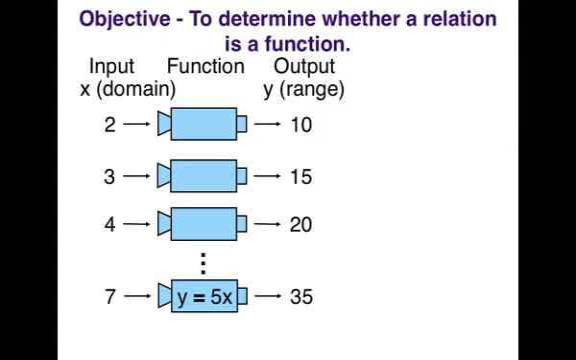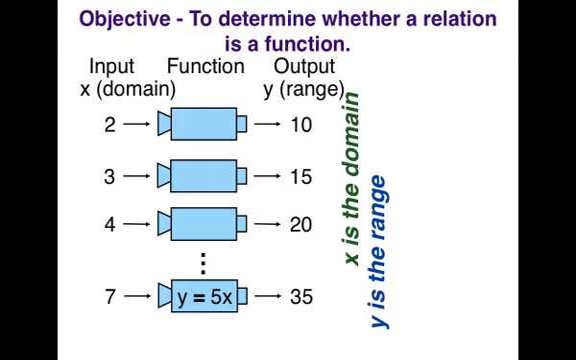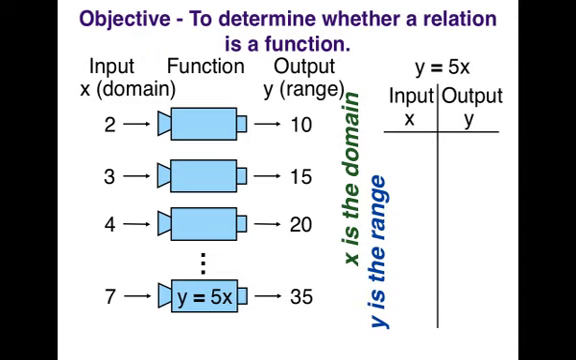So our function here is y is equal to 5x. And I want to remind you that x is our domain, y is the range. You could also set this up as a t-table, which is what we're going to be mainly dealing with today. So if we plug in 2, we get 10, 3 times 5 is 15, 4 times 5 is 20, 5 times 5 is 25, and 6 times 5 is 30, and 7 times 5 is 35.